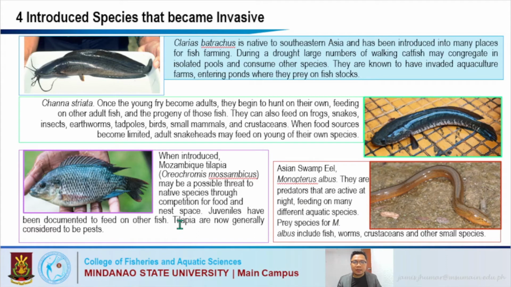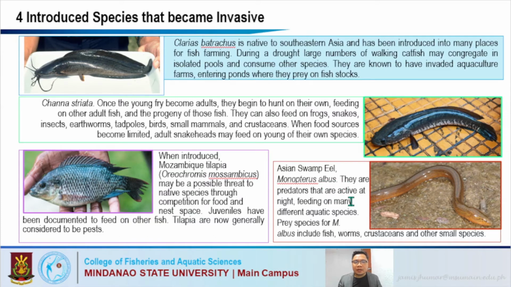So basically, because they are piscivorous in nature as well, they are considered invasive. Piscivorous means it's a kind of fish that eats other types of fish, or similar fishes. And then lastly, the Asian swamp eel is scientifically known as Monopterus albus.